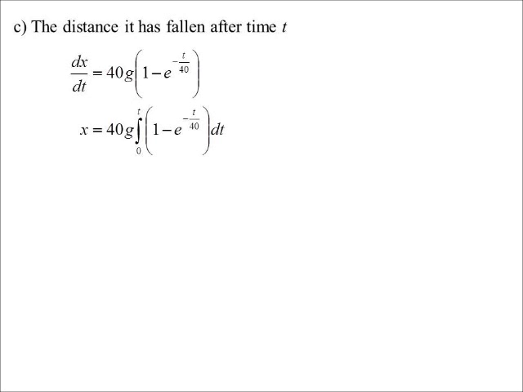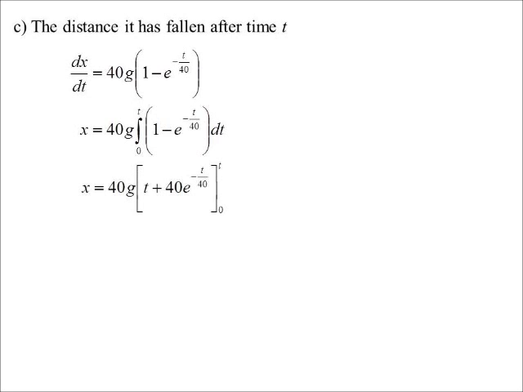How far has it fallen after time t? So now we want a displacement-time relationship. But we've just worked out a velocity-time one. So dx/dt is 40g(1 minus e to the minus t on 40). I just got to integrate, because it's already in terms of t. I don't have to turn this one upside down. We're going from time 0 to some random time t that we want.